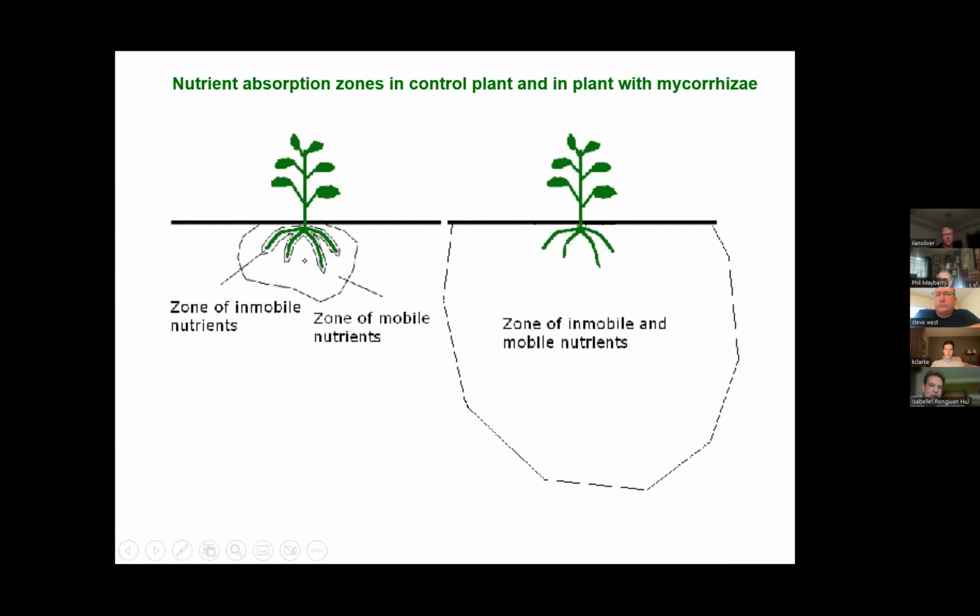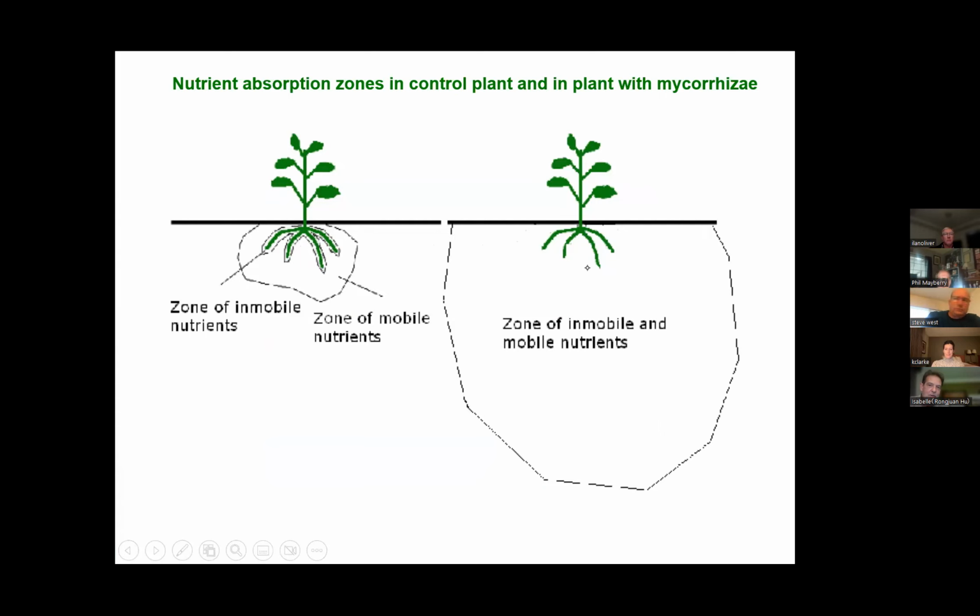So when we have a normal plant, the acquisition of nutrients is very limited to the root system, and the immobile is only a very small amount of nutrients that can be taken out because it's related to the activity of the plant. And the mobile, they cannot go from very far.